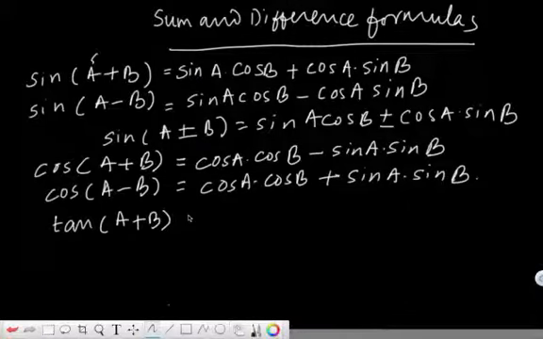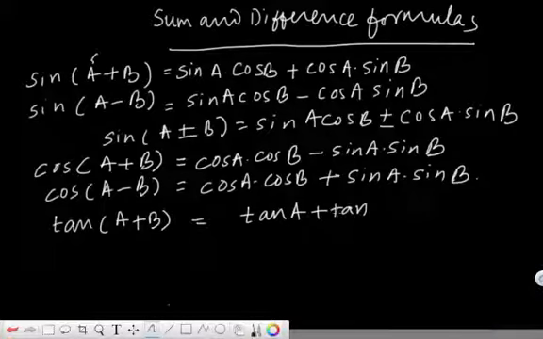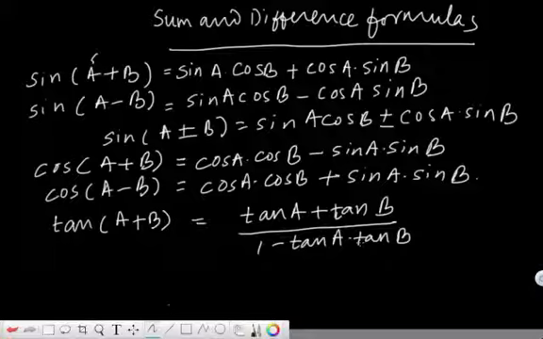Now let's look at the third ratio, which is tan of a plus b. Tan of a plus b is tan a plus tan b by 1 minus tan a times tan b. So the numerator will have the same sign as the sign on the left hand side, but on the denominator you will have a minus. On the numerator it is the sum of the individual tangents, tan A plus tan B, and on the denominator you have 1 minus the product of tan A and tan B.